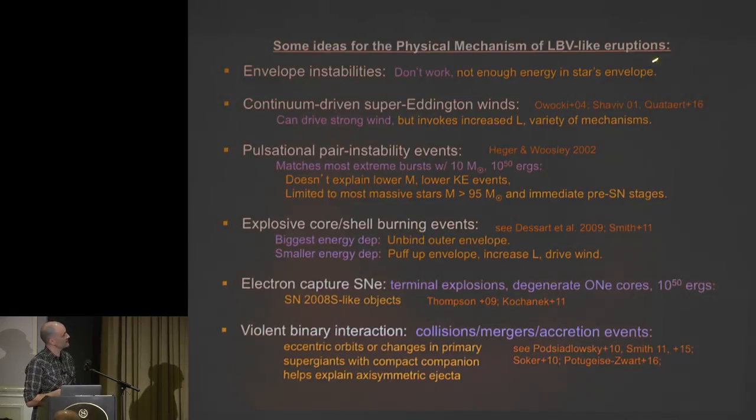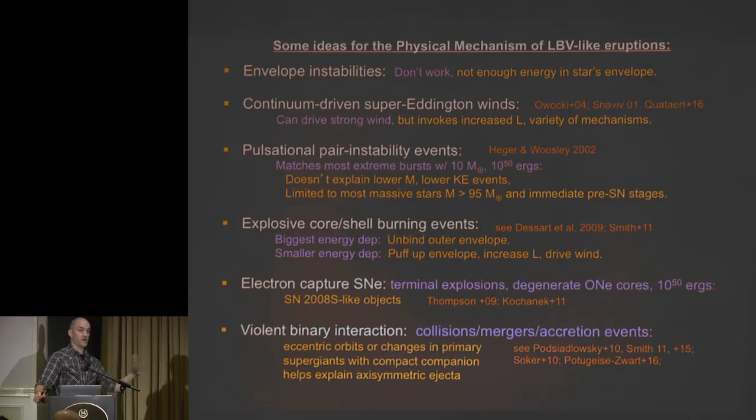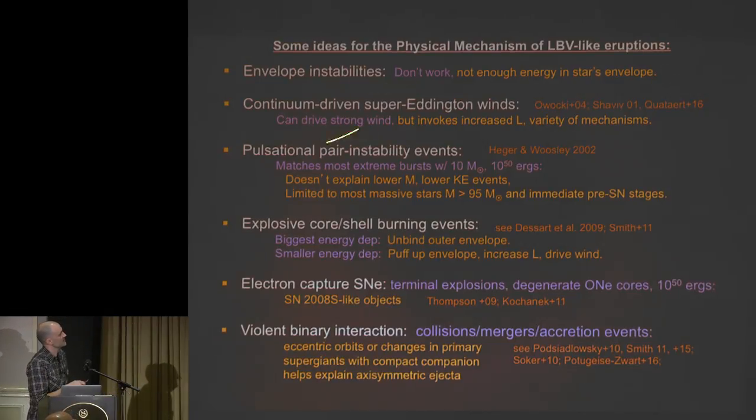So those are ruled out, at least for the giant eruptions that we observe in other galaxies. Continuum-driven super-Eddington winds have been a natural idea for a long time, and you can invoke them; that's the only way to get the material off the star if it's radiatively driven. The caveat there is it's not really a model for the trigger. You have to have something dump energy into the envelope and then it comes out as a super-Eddington wind and drives the mass loss, but what actually makes that happen is not part of that model. This is what happens after.